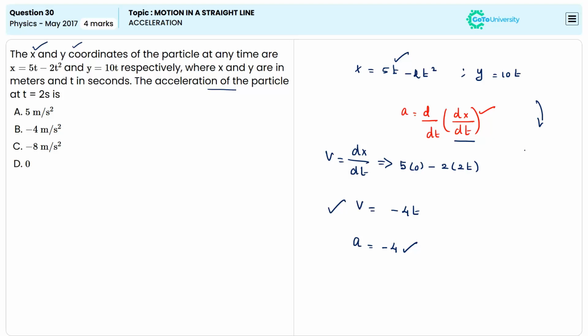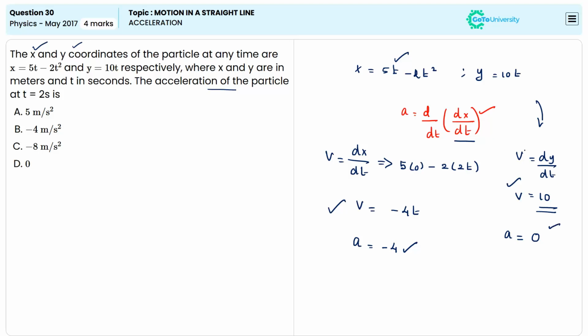Similarly, for the y coordinate, if we are differentiating to calculate the velocity, we can write dy over dt, which will be equal to 10. So this is the value of velocity. So when we are calculating the acceleration, we have to differentiate the velocity. When we are differentiating the velocity, it's just a constant. So acceleration will be 0 in terms of y coordinate.